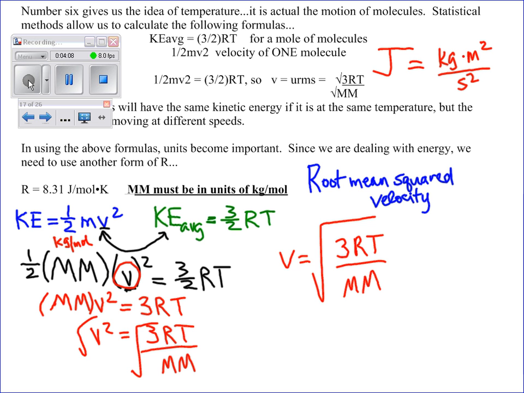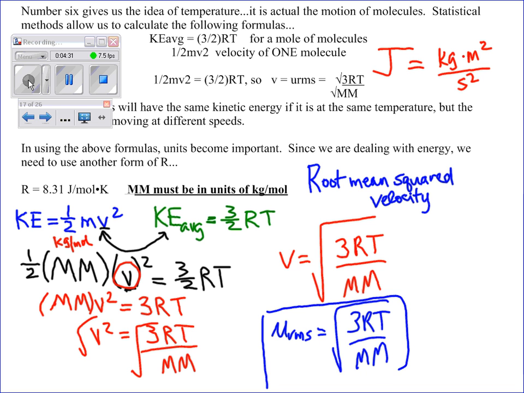Now they do something a little different in chemistry. They go ahead and just make the v a little mu. Root mean squared is usually what they use as the subscript. And then same stuff here. Okay? So this is the equation, and you'll always be given that equation. And you use that equation to find the average velocity of a gas.